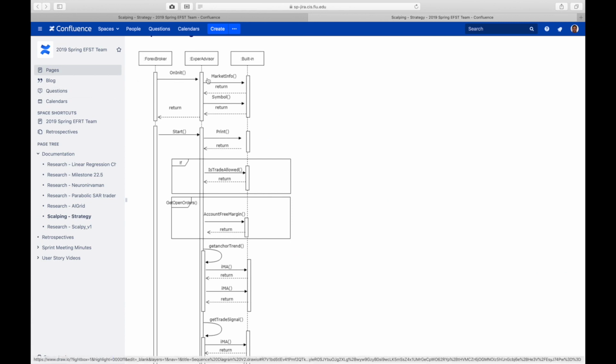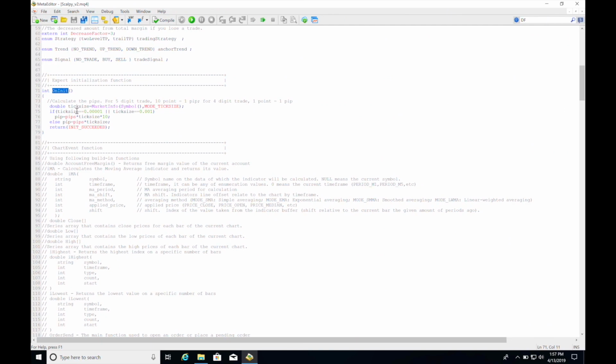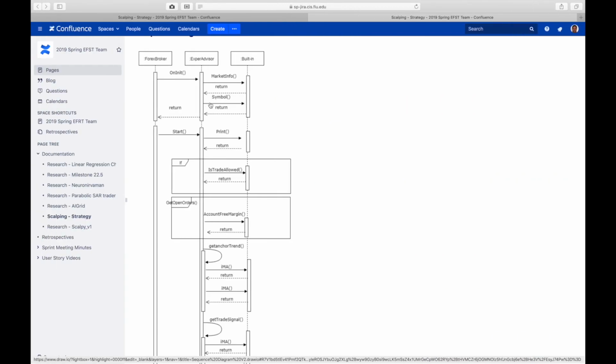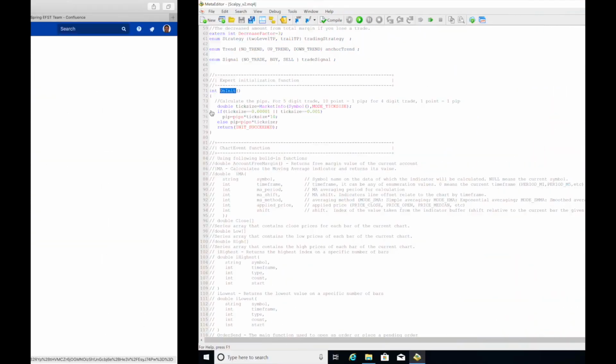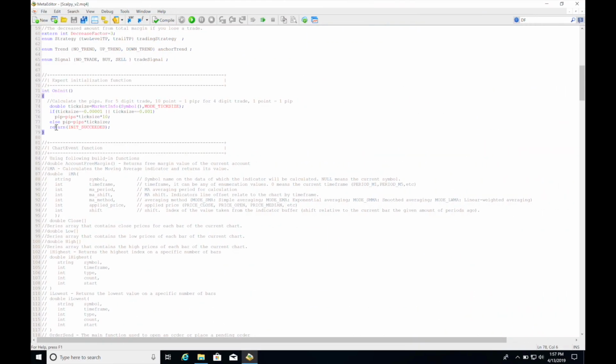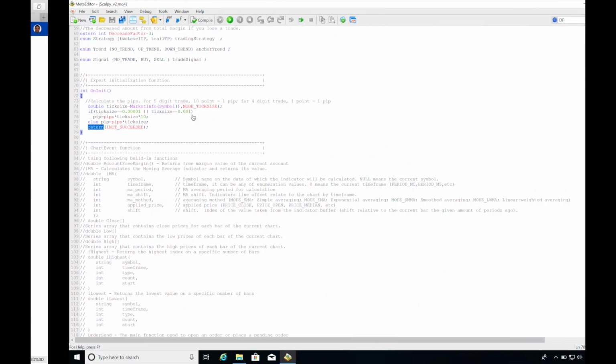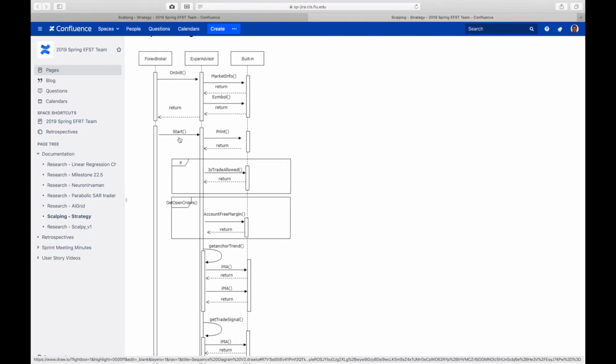So on init, the first thing we do is we go into market, and then it returns. So market, and then it'll query a symbol, and then it returns. And then finally, we return back to the Forex broker. The next thing is going to be the start function.